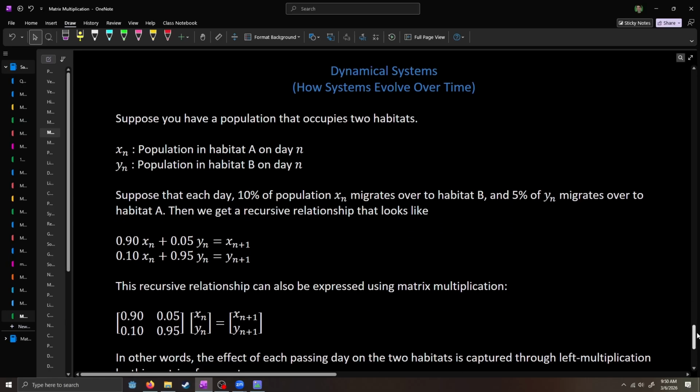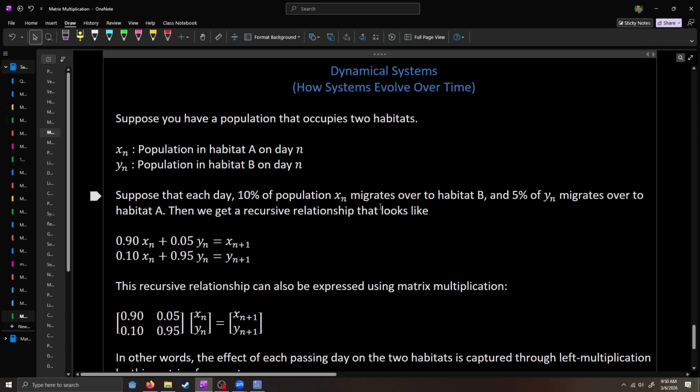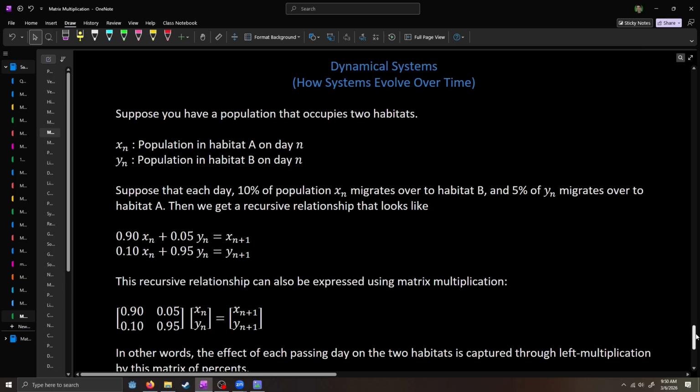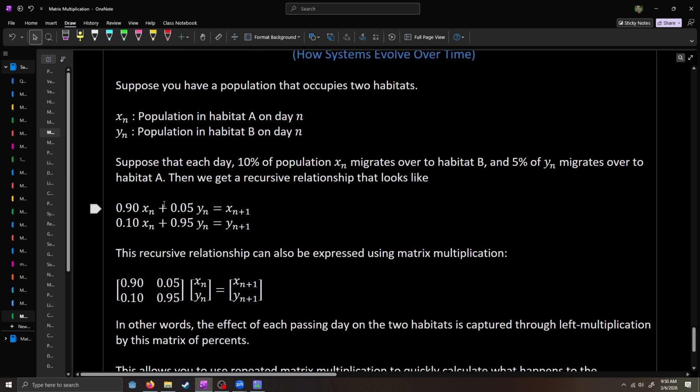Now, some members of the population are going to migrate between these habitats. So let's suppose, for example, that every single day, 10% of the folks who live in the first habitat migrate over to the second habitat. And let's suppose that every day, 5% of the folks who live in the second habitat migrate back over to the first. If that's what's happening, then you can use those values to set up a recursive relationship to show how the populations in each habitat are growing over time.